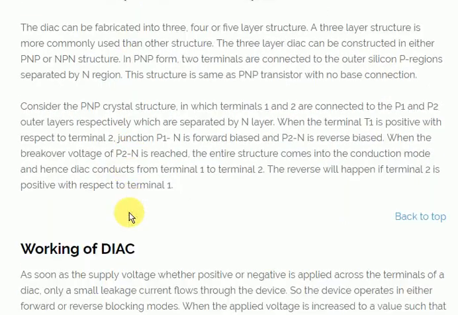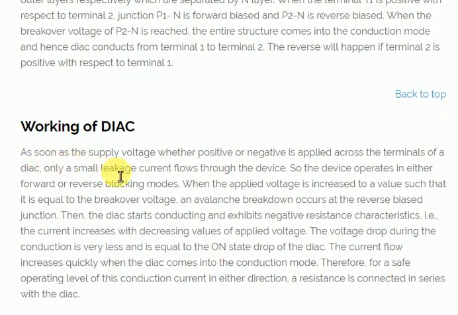Okay, working of the diac. As soon as a supply voltage, whether positive or negative, is applied across the terminals of a diac, only a small leakage current flows through the device. So the device operates in either forward or reverse blocking mode. When the applied voltage is increased to a value equal to the breakover voltage, an avalanche breakdown occurs in the reverse bias direction.